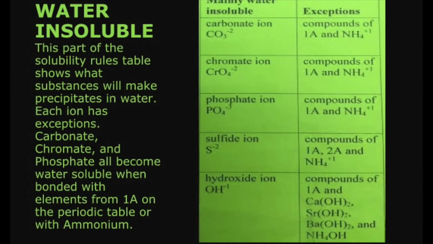Now let's talk about the part of the solubility rules table that deals with ions that cause compounds to be water insoluble. These ions include carbonate ions, chromate ions, phosphate ions, sulfide ions, and hydroxide ions. The first three ions, carbonate, chromate, and phosphate, all have the same exceptions. These exceptions are alkali metals, which come from the 1A column of the periodic table, and ammonium.